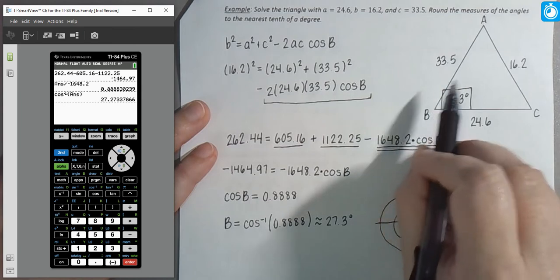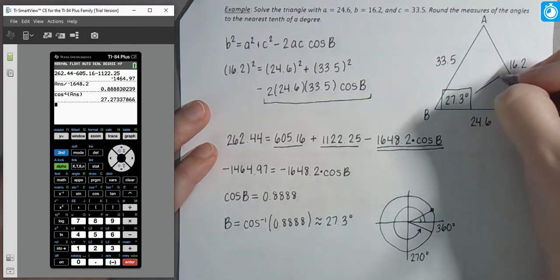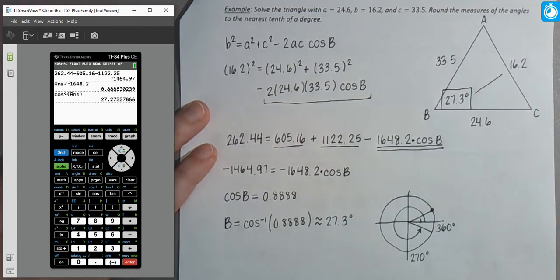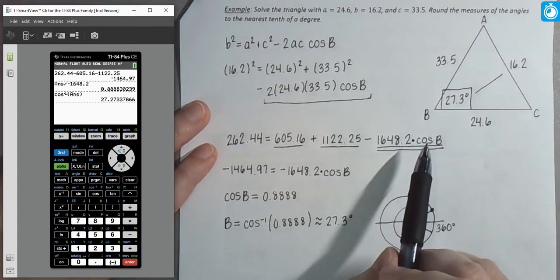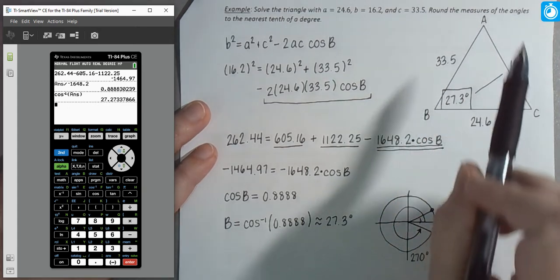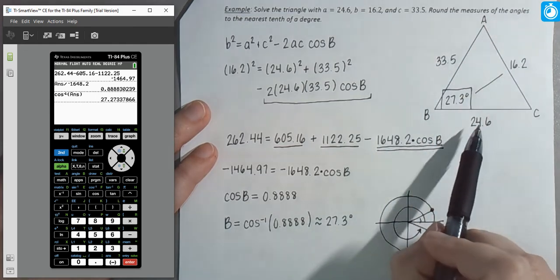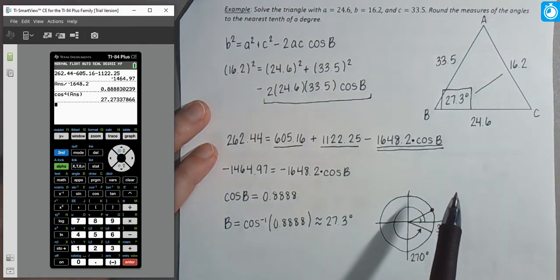So now that we have this angle, we now have our side angle pair. And so we found our smallest angle. Now we go to the next smallest angle. So the next smallest angle will be angle A, since it's opposite the next smallest side.